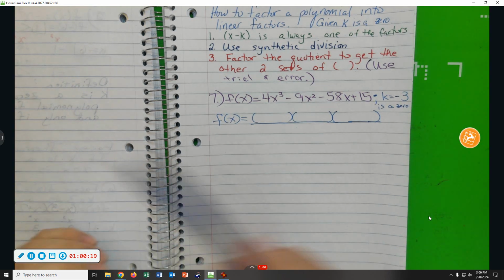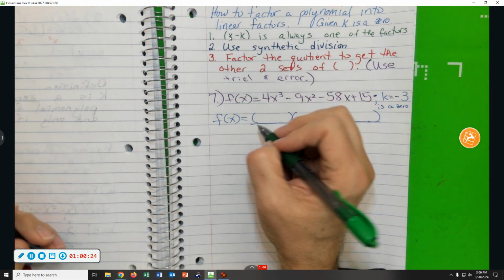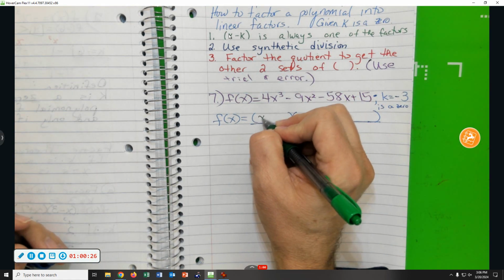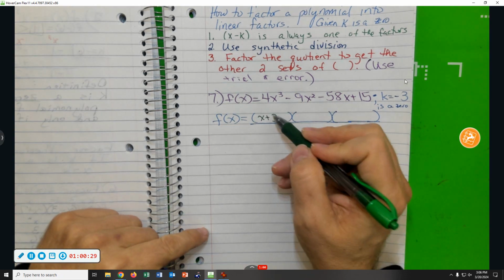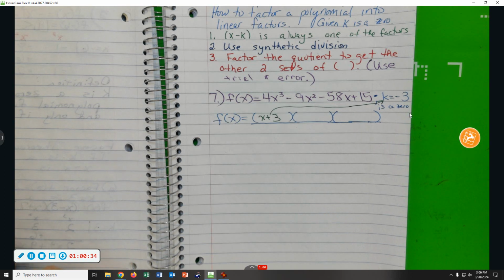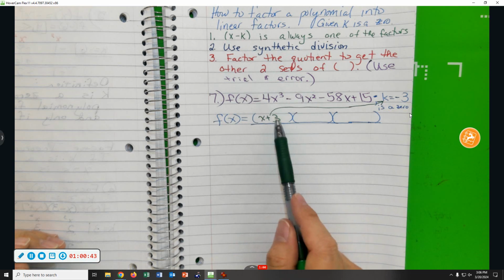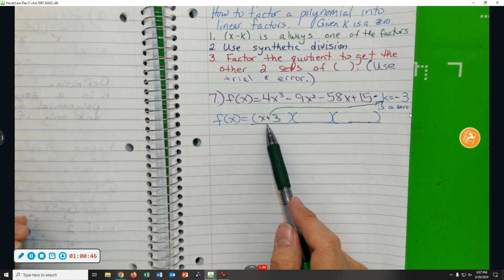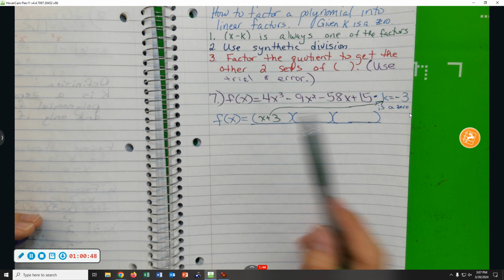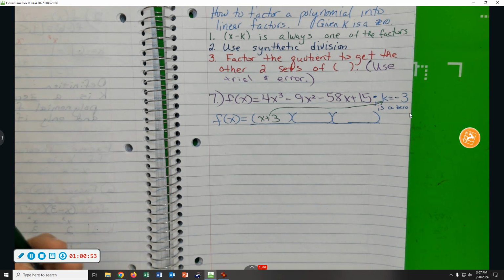So, what's the factor we get from that k value? It's x plus 3, right. It's exactly the opposite. X minus k, x minus a negative 3 would be x plus 3. Just remember what you see inside the parentheses is exactly the opposite of the k value. Now we'll use synthetic division.